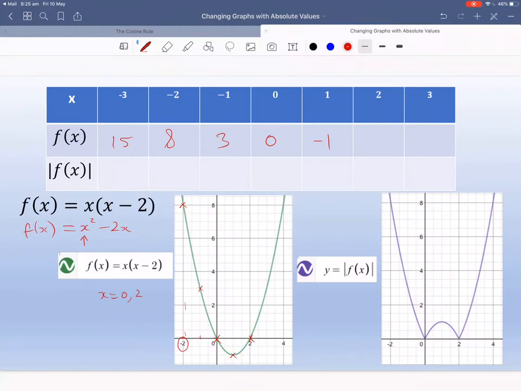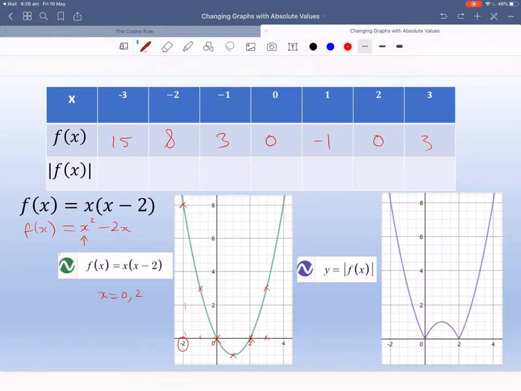And then at 2, it'll be 2 squared, so that's 4 minus 4, which is 0. And that's good because that's the second root. And then 3 will be 3 squared, which is 9, minus 6. So that will be 3, which is what happens here at 3. It goes up to 3. And then it's symmetrical all the way from this line here, just like any other parabola.